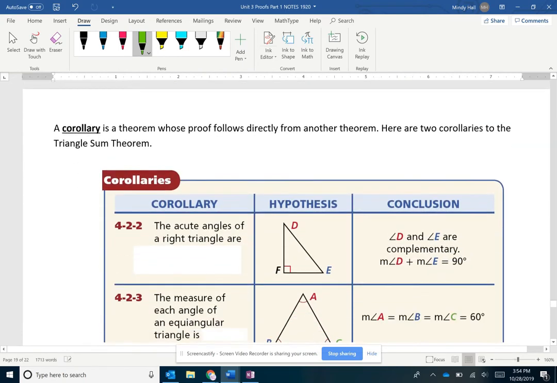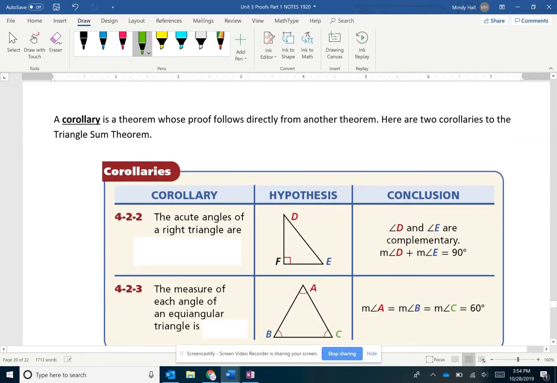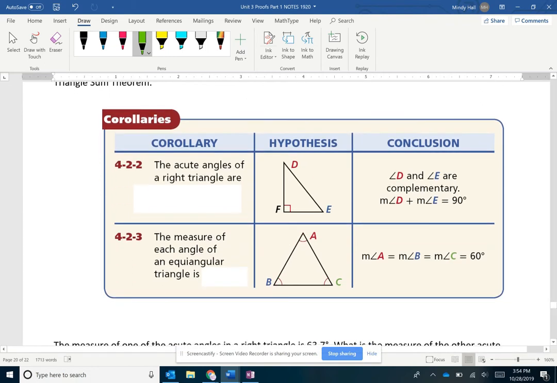So a corollary is a theorem whose proof follows directly from another theorem. Here are 2 corollaries to the triangle sum theorem. We have the acute angles of a right triangle are going to be complementary because if we have a right triangle, we know that the other 2 angles have to also add up to 90 degrees.